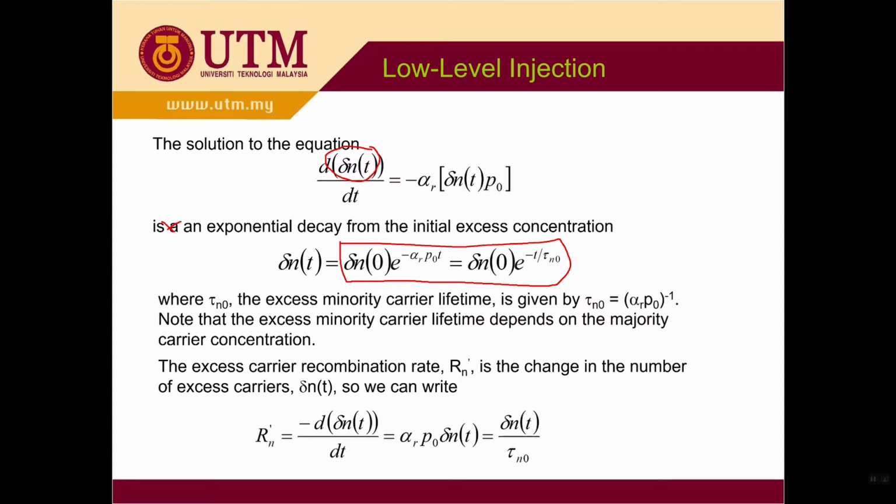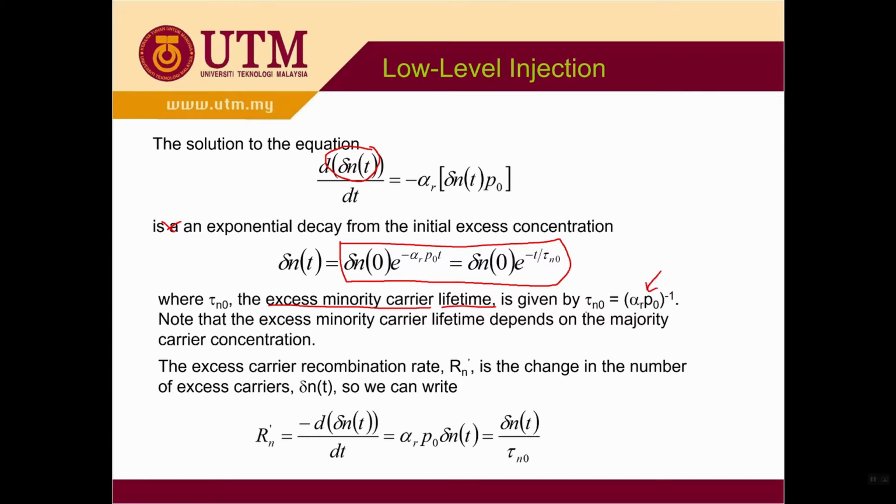And you can give it a name, called tau n0 here. So tau n0, or tau n naught, is the excess minority carrier lifetime. So this is the lifetime, and tau here depends on the excess minority carrier. Given the equation, note that the excess minority carrier lifetime depends on the majority carrier concentration. Yes, the lifetime depends on the majority carrier concentration, because we are working on p-type, right?